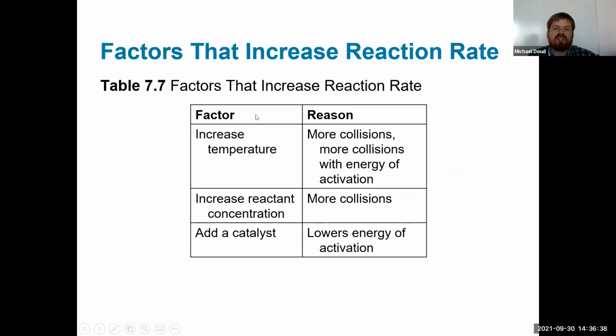Okay, so how do you increase the reaction rate? Well, you could increase the temperature for an inorganic reaction. You could also increase concentration for an inorganic reaction. And then finally, if possible, you can add a catalyst, which just provides a way for the reaction to occur at a lower energy.